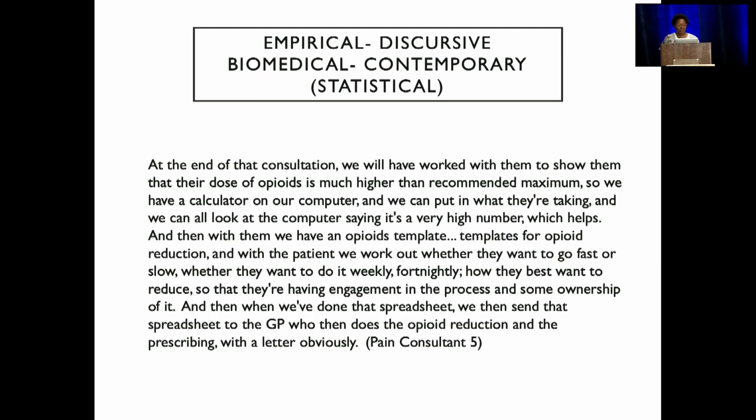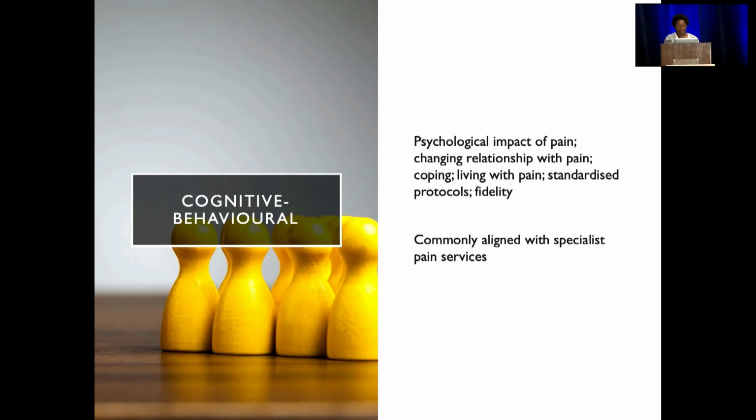We have a calculator on a computer. We look at what they're taking. We put it on the computer. We show them. We say, it's a high number, which helps. Then we take them through a template, et cetera, et cetera. So this person is committed to a statistical understanding of opioids and perhaps, therefore, of pain.